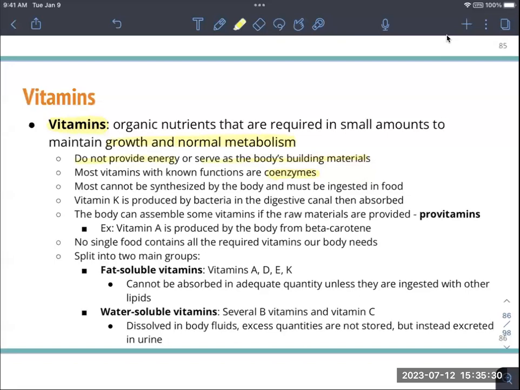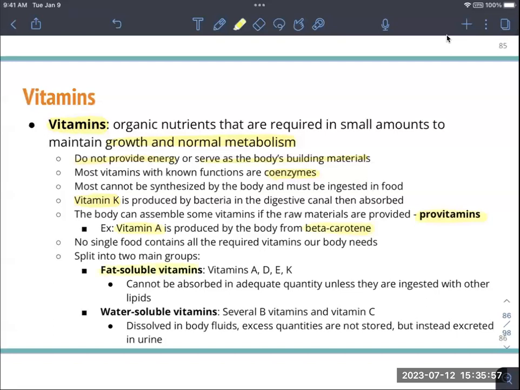Our body can't make most of them. Vitamin K we do get from the bacteria in our digestive tract. We can assemble some of these vitamins. Those are known as provitamins, like vitamin A gets produced from beta carotene. There is no single food that is going to contain every single vitamin that our body needs.